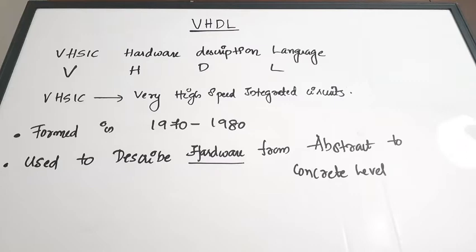VHDL is most commonly used by the ASIC vendors, FPGA vendors and all. So this is VHDL, which is VHSIC Hardware Description Language. And the goal of VHDL when it was formed was to program the next generation ICs. In order to program the next generation ICs, this VHDL was formed in this period.